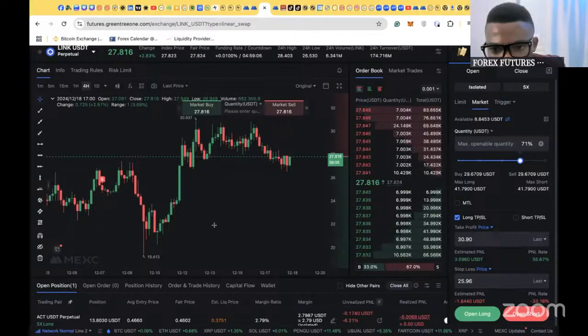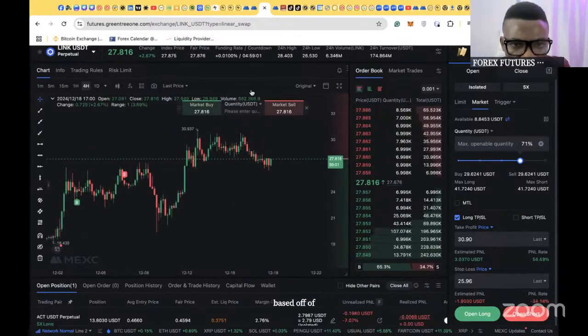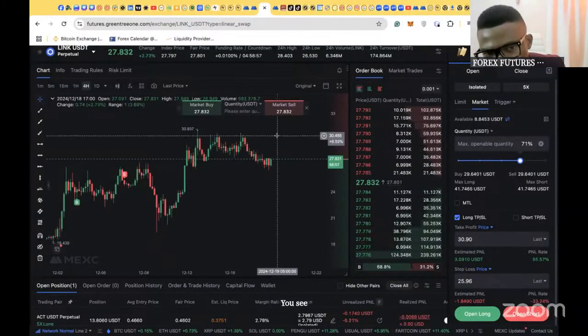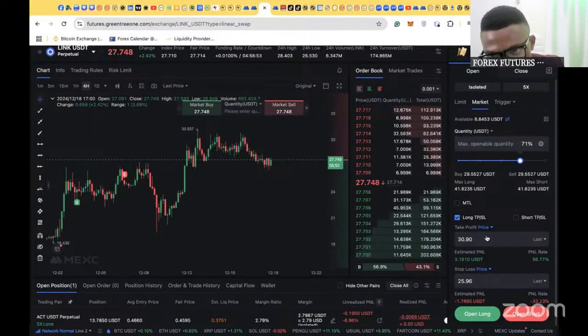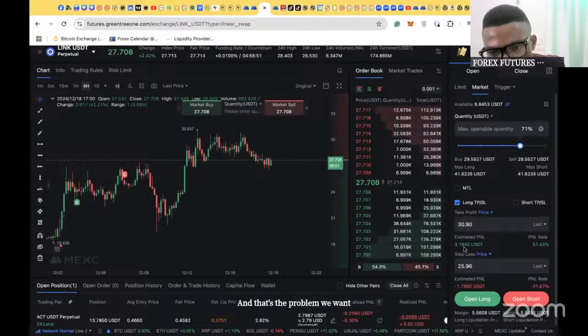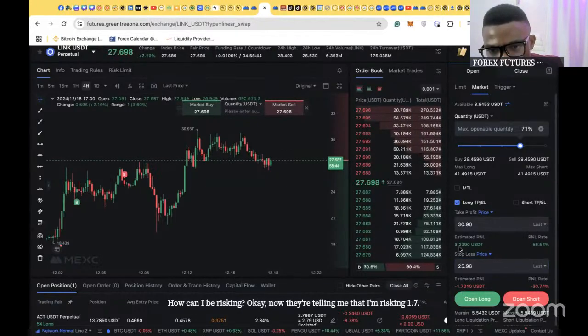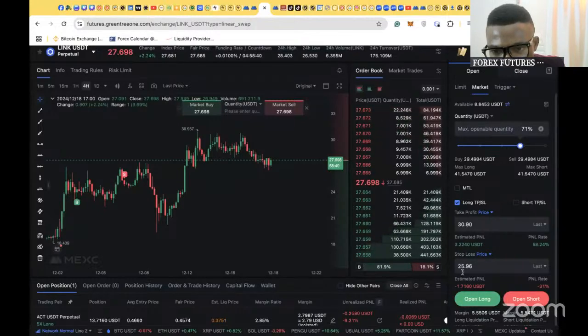That's what it means, based off this take profit area from here to here. You see, that's not a good risk reward ratio, right? And that's the problem. We want the reward to be far higher than the risk. Okay, now they're telling me that I'm risking 1.7 and I'm going to make 2.3. Okay, let me just go ahead and take that bet.